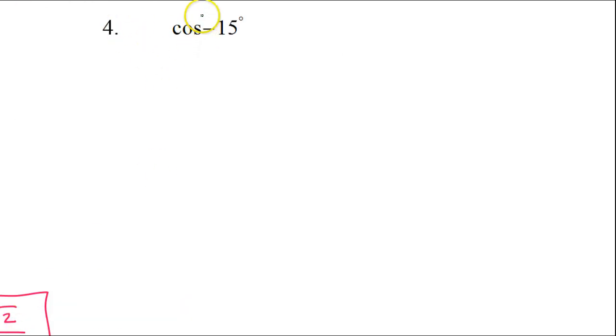All right, looking at number 4, I'm going to interpret this. I'm sure it's supposed to be the cosine of negative 15 degrees. I would like this to be in radians, so I'm going to take this negative 15 degrees and multiply by pi over 180 in order to convert this to radians. So I just need to reduce this down. Both of these are divisible by 5, so I'm going to do that real quick. All right, just divide by 5.